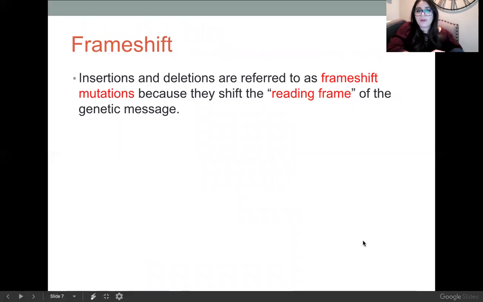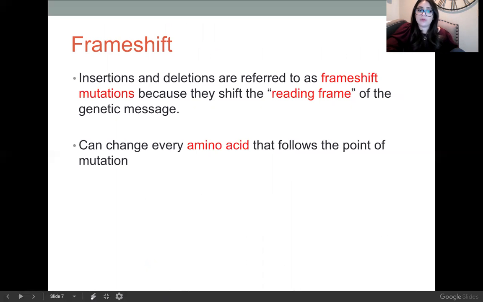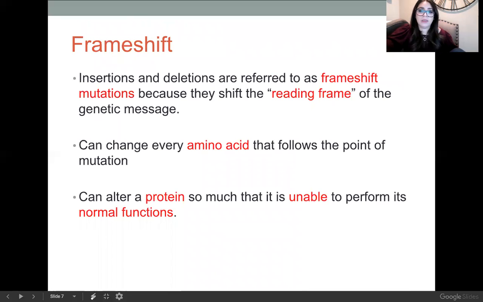The reason that they're called frame shift mutations is because they actually shift our reading frame. Since we read mRNA in groups of 3, if we add one or delete one, everything's either going to shift to the left or shift over to the right. Every single amino acid following the frame shift mutation is going to be incorrect. And because all of my amino acids are incorrect, and amino acids are the building blocks of proteins, the protein that I make won't be able to do its normal function.